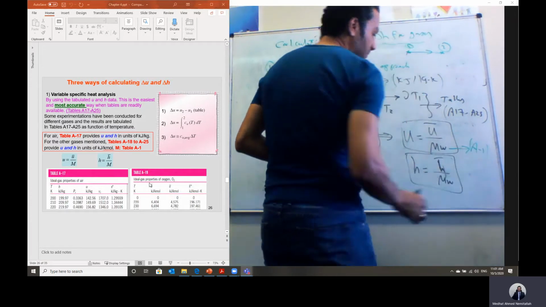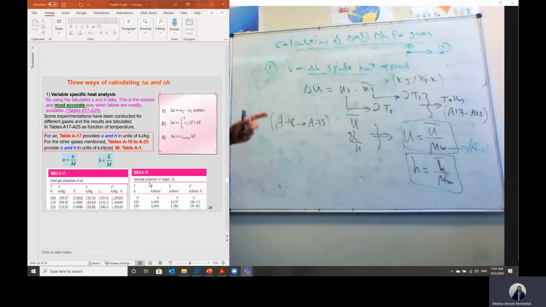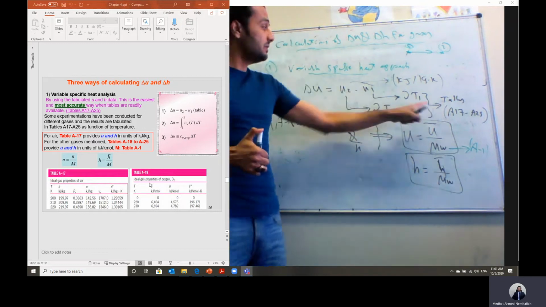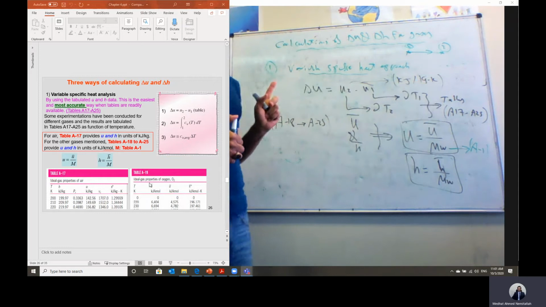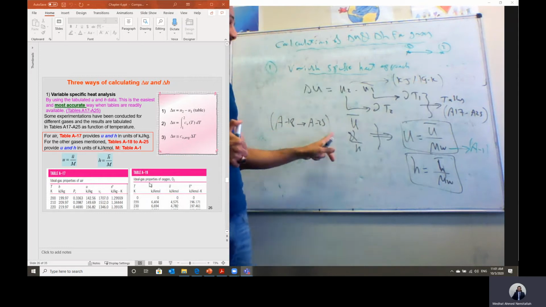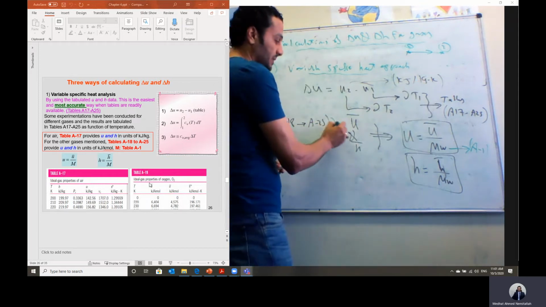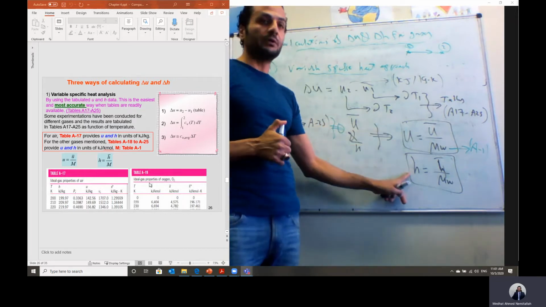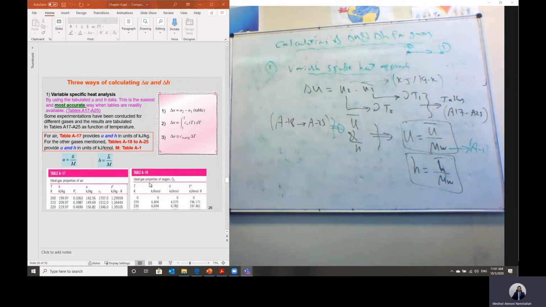Depending on the working fluid, we can get the molecular weight of any working fluid from table A1. Okay? So table A17 will give you the value directly in kilojoule per kilogram. But from A18 to A25, the value will be given in kilojoule per kilomole, so we have to convert it to kilojoule per kilogram by dividing by the molecular weight. The values listed in the tables from A18 to A25 are based on experiment, so those are the most accurate values.